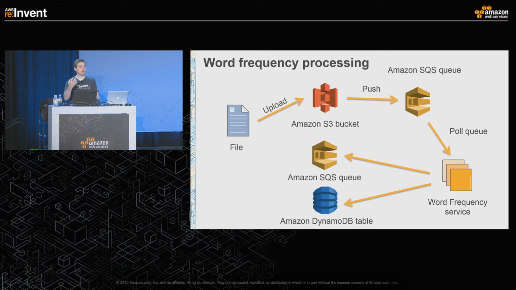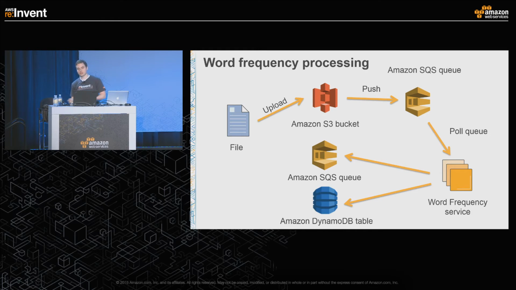Then we have a word frequency service that is running, and it's pulling off of that queue, and once it sees a message, it performs the actual work of streaming the data from S3 and counting the words, and then persisting the data to DynamoDB and sending a downstream message to an SQS queue.